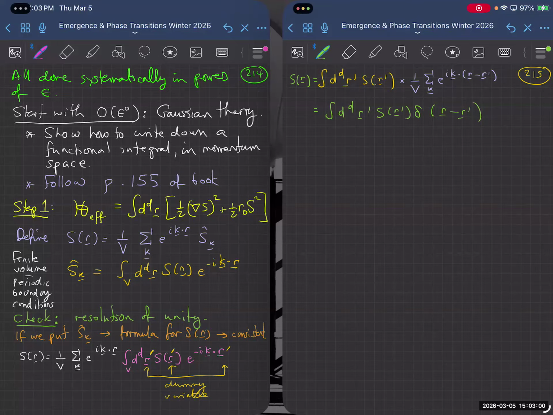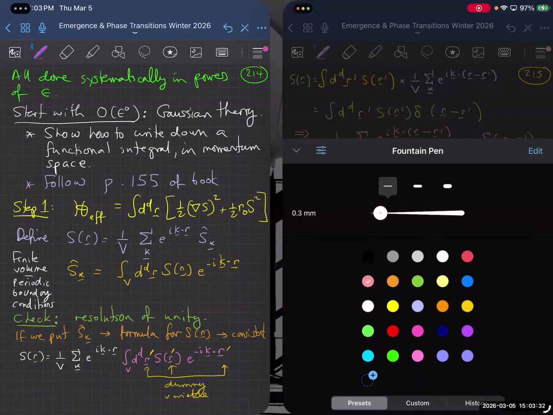And so what we've just learned is that if that's true, then that implies that 1 over V sum over the k modes e to the i k dot (r minus r') is equal to delta of (r minus r'), and this is a Dirac delta. And why is it a Dirac delta? Because r is a continuous variable inside the volume.